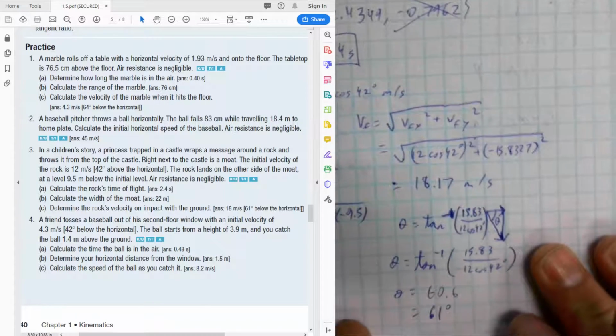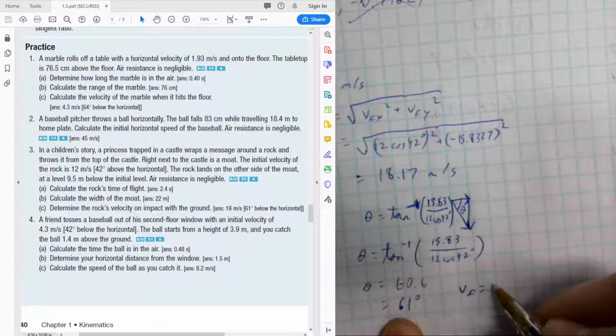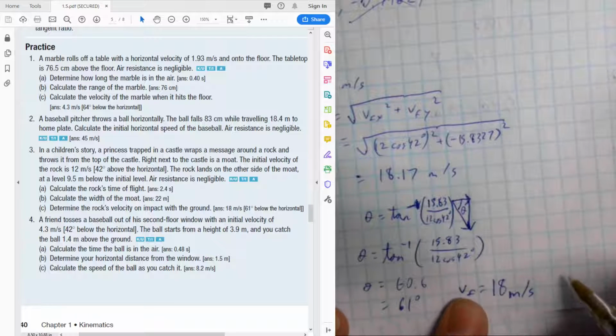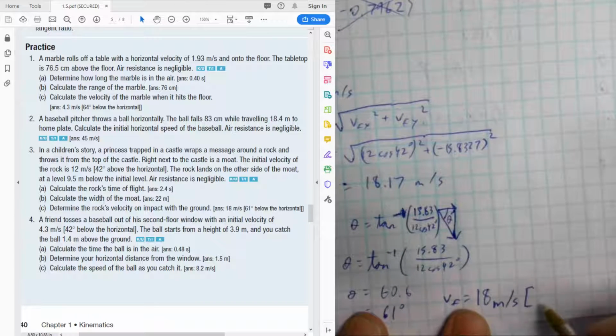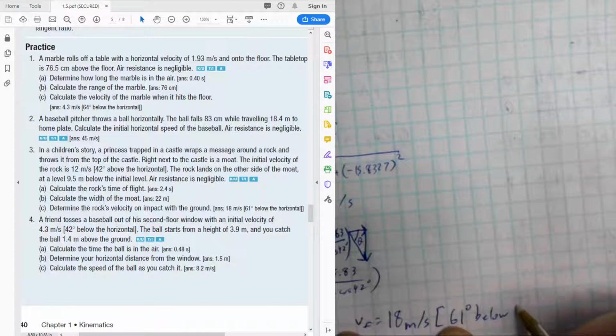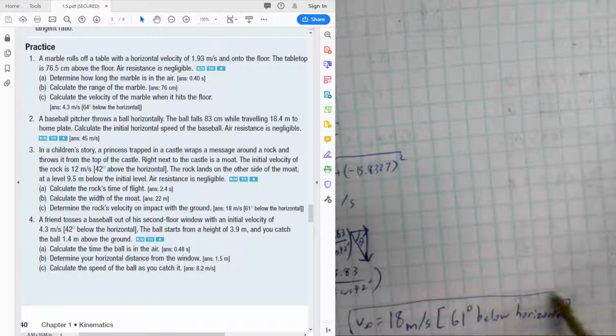So my final answer, VF equals, rounding for significant digits, 18 meters per second at an angle of 61 degrees below the horizontal. Now I know your textbook says 60 degrees. I prefer you use the exact values throughout. This should be your final answer for C.